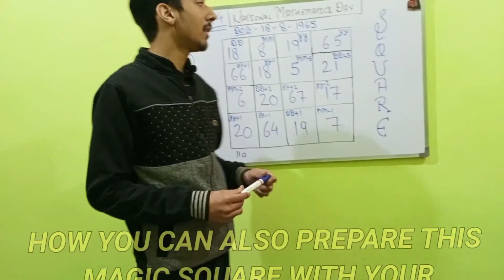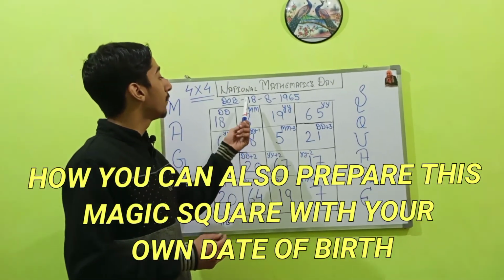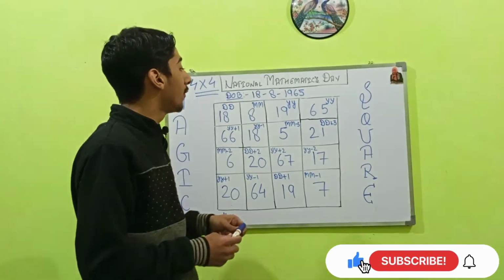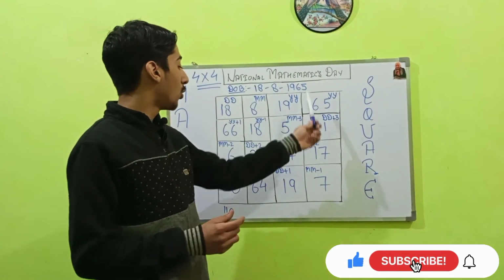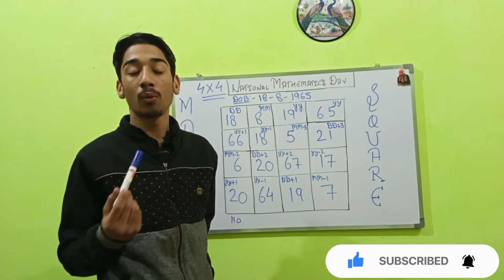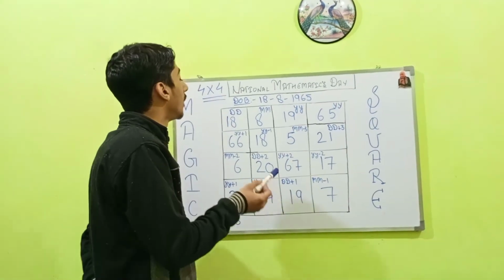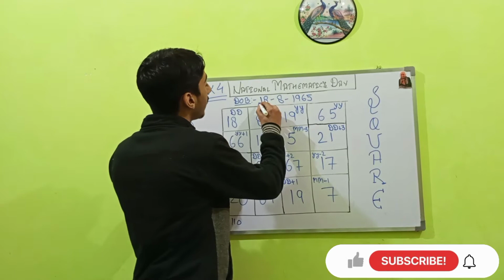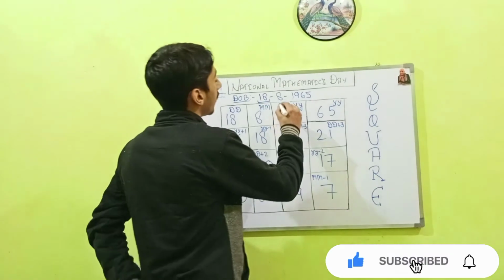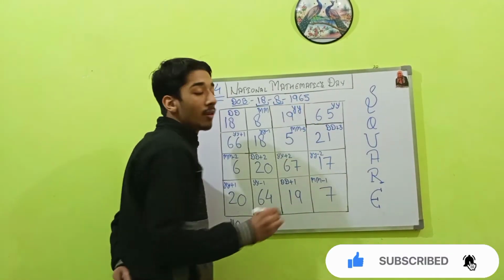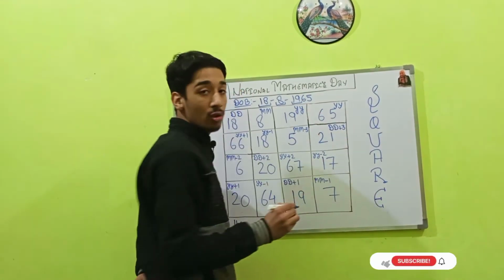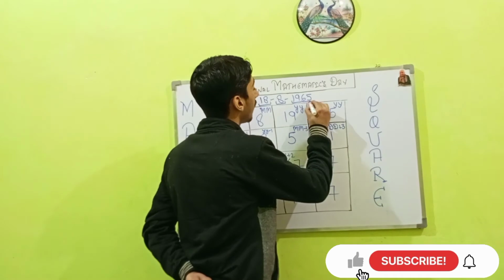So friends, now as you can see, I have taken a random date of birth, 18/8/1965, and I have worked out the whole magic square for it. Now let me explain the whole procedure of how you can make this table. This is your date, this will be your month, the starting two digits will be your century, and this will be your year.